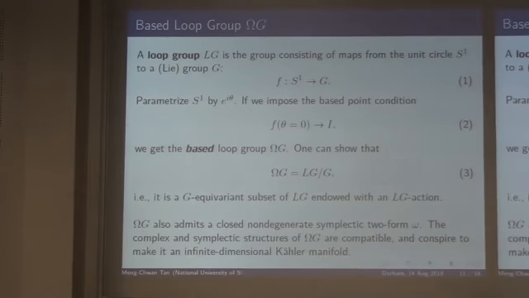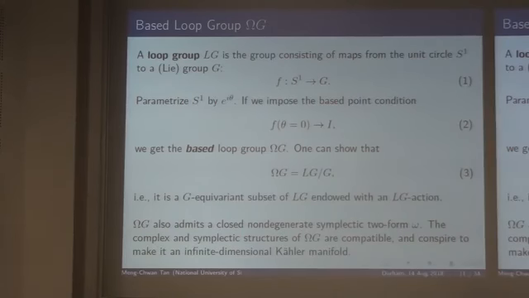So just a quick review of loop group. So loop group basically consists of maps from S1 to G, and if we're talking about the based loop group, then it has this additional constraint that if you parameterize the S1 by this guy here, at 0 it maps to the identity. Okay? And essentially, this based loop group is just the loop group modded out by G.